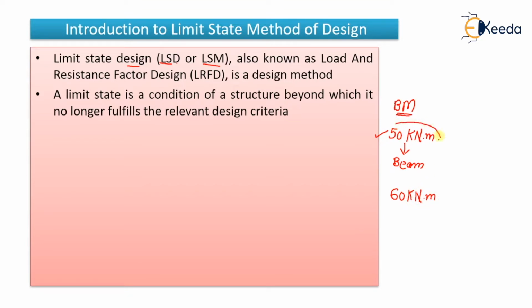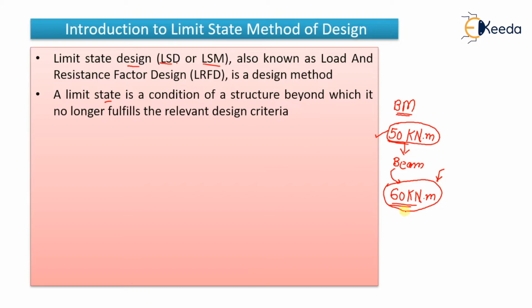The load coming over it, the bending moment, is 50, but its capacity is 60. So this beam can resist this 50 kilonewton meter moment because its capacity is 60. This 60 kilonewton meter will be its bending moment capacity or bending moment resistance. So what limit state says is, it is the ultimate or final condition. After that your structure will not fulfill the criteria.